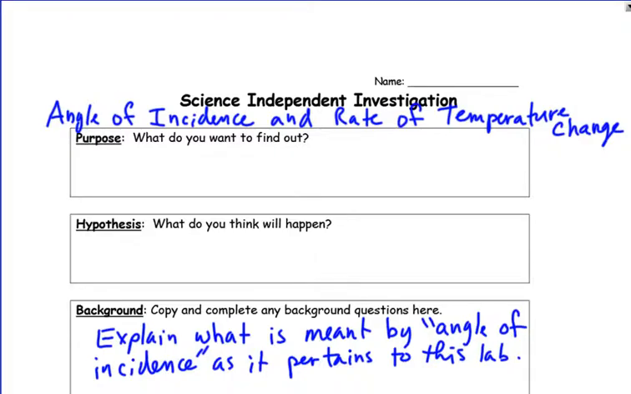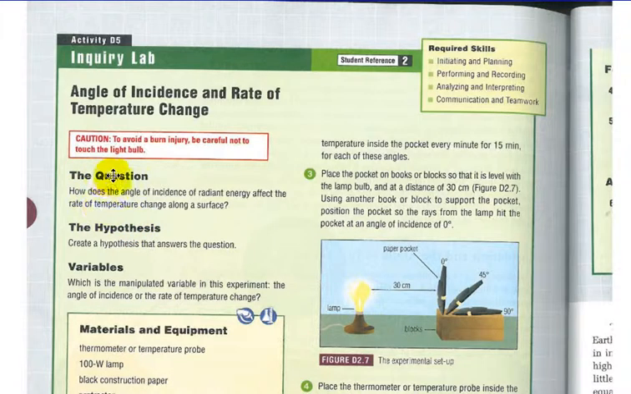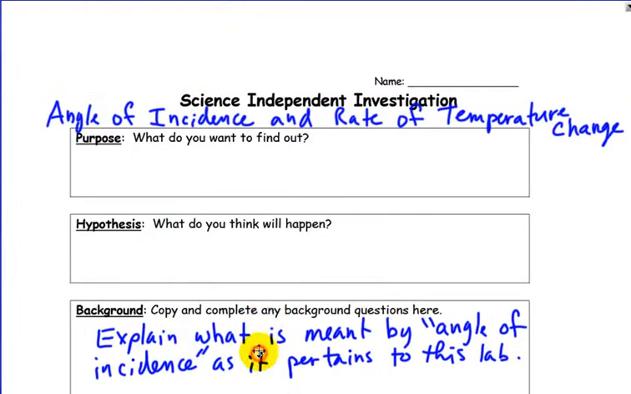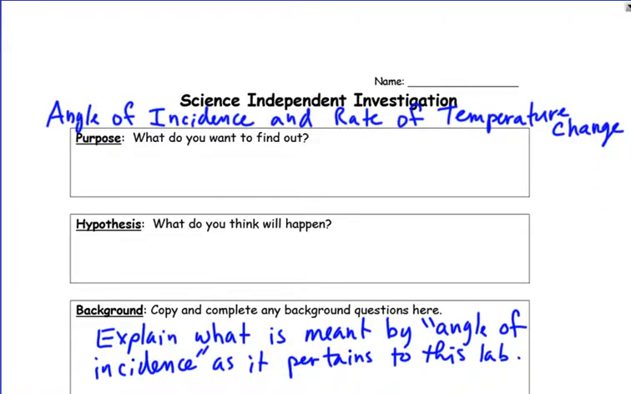You do have a science independent investigation sheet, so we'll fix it up so it's geared towards this lab: angle of incidence and rate of temperature change. What do you want to find out? That's equal to the problem that we discussed over here, or the question. Hypothesis: what do you think will happen? After looking at the section that we talked about, what do you expect in terms of temperature at 0 degrees versus temperature changes at 45 versus 90? What do you think will happen there?